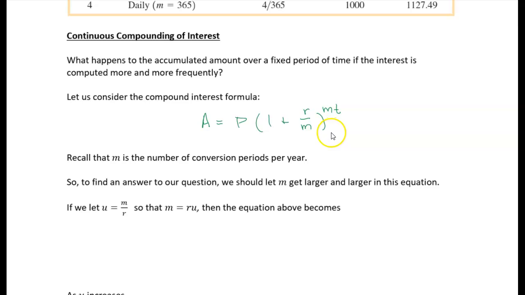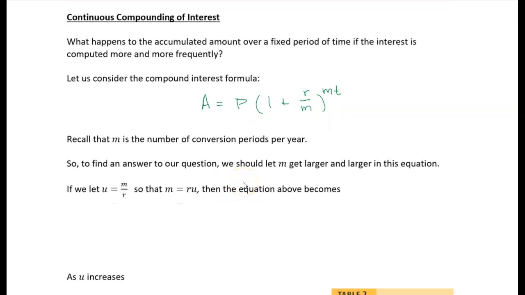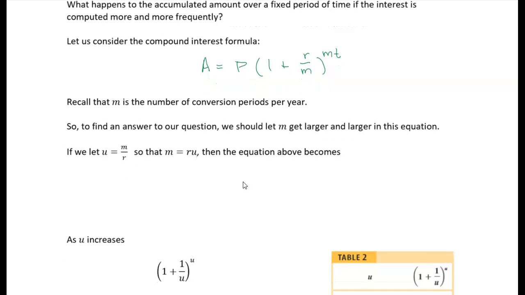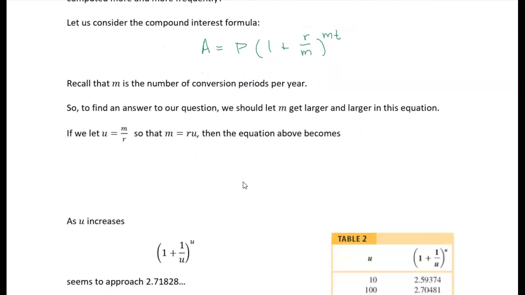Okay, that's our formula. Now we're going to do a little bit of sneaky math here. I'm not expecting you to be able to do this math. I just want to justify the formula I'm going to give you. Like I said, I don't want to just throw formulas at you. I want to at least give you a chance to understand where the math is coming from. So what I'm going to do is a sneaky little substitution of variables. I'm going to call m over r, I'm going to call that u. So m is equal to ru. I'm introducing a new variable u.